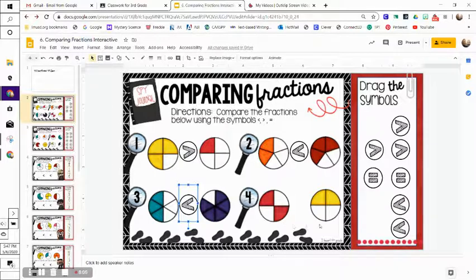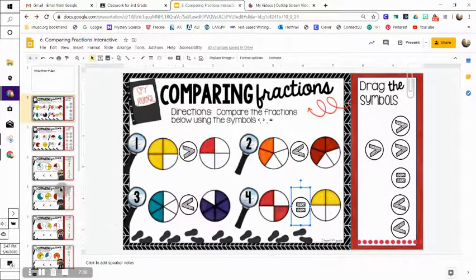And then we're going to go ahead and solve this last problem, number 4. Here I have 2/4 and 2/4. Well, they look different, yes, but they're actually the same. So we're going to use the equal sign. And you would read this problem as 2/4 is equal to 2/4. They are equivalent. Okay, so you have 4 problems per slide on these types of slides.